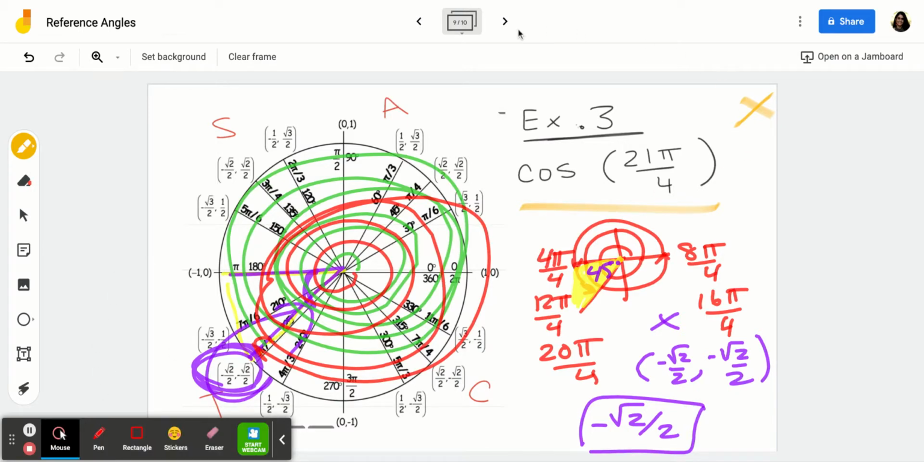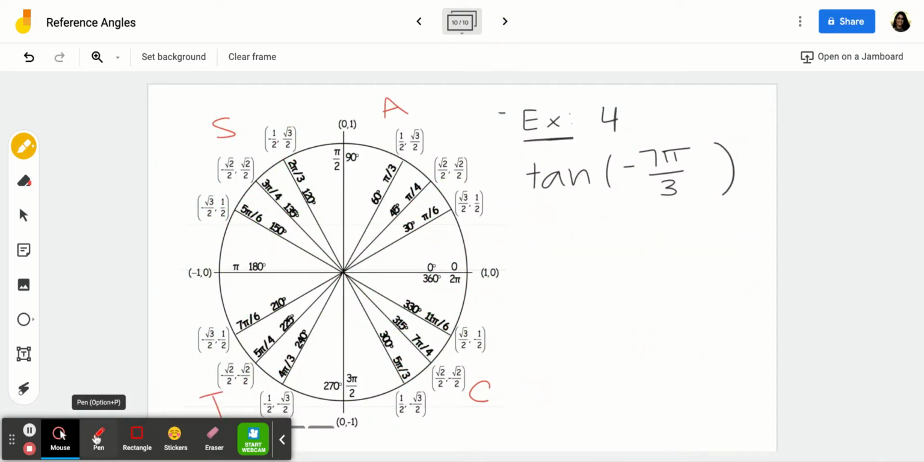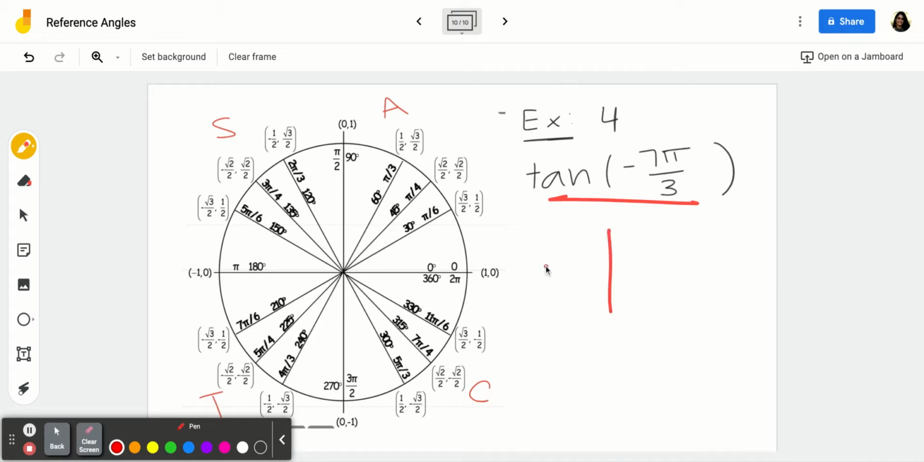Okay, let's try one last example. Let's go ahead and find tangent of negative 7 pi over 3. Again, we're going backwards, and I challenge you to not do this in degrees. Would it be hard in degrees? No. Negative 7 times 60. But you know what? I'd rather you practice in radians.